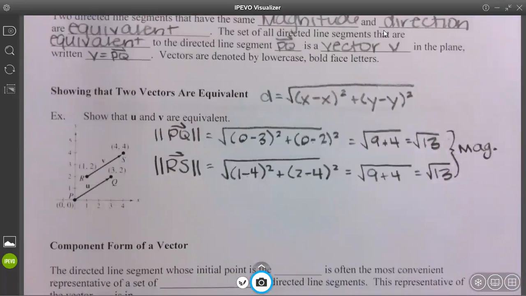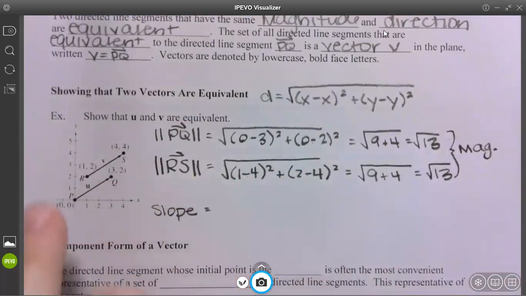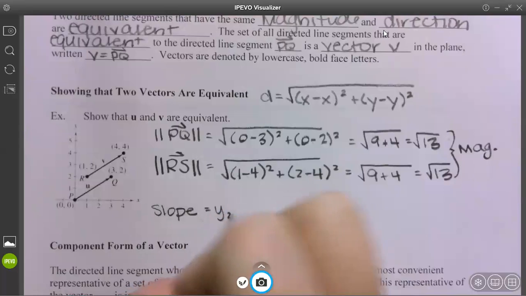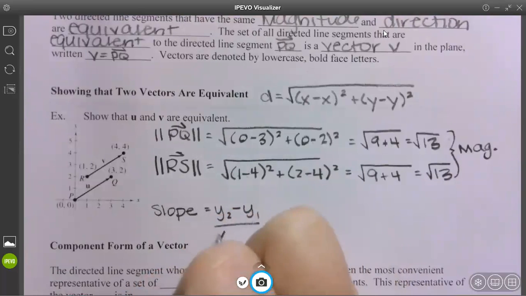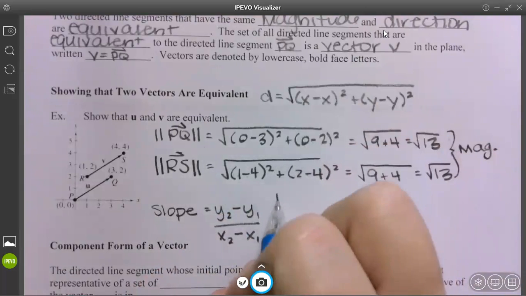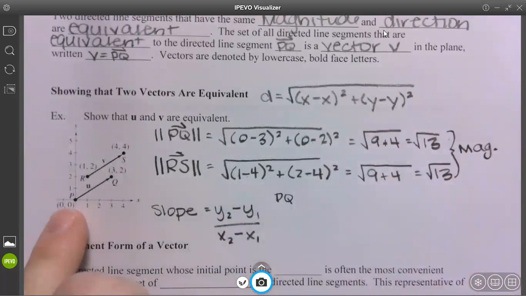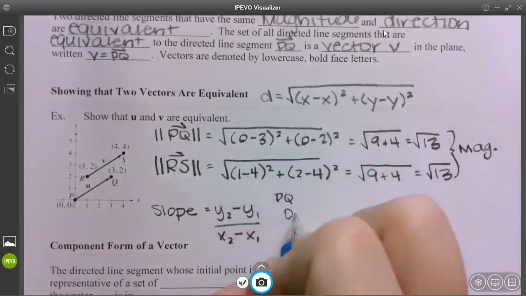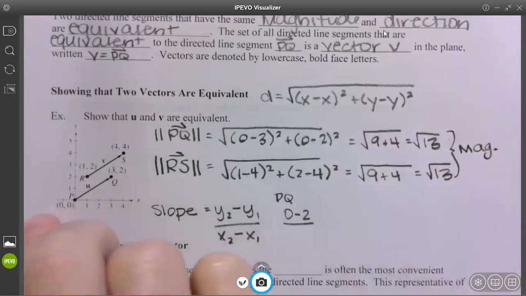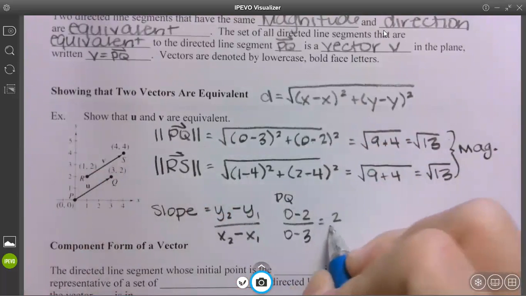You can do their slope for the direction. So for your slope of RS, remember your slope is y2 minus y1, or I just do y's. It doesn't matter which one. So let's do PQ first. PQ, your y's are 0 and 2. Your x's are 0 and 3, which gives you a positive 2/3.